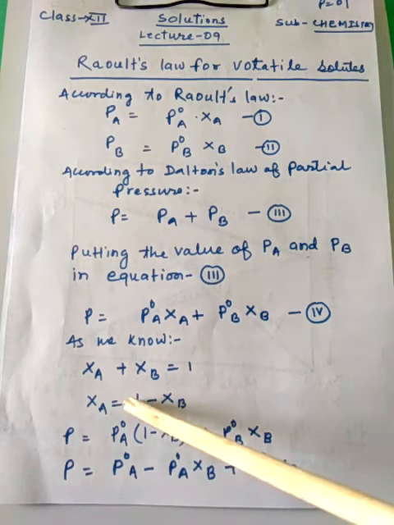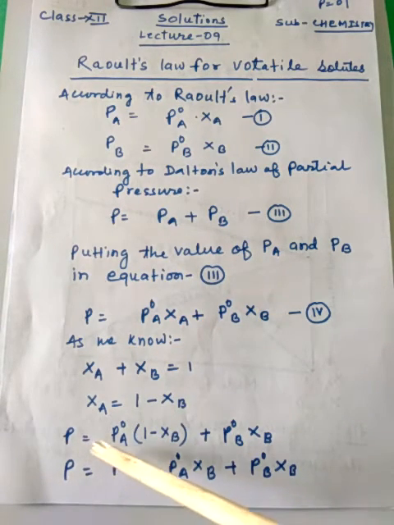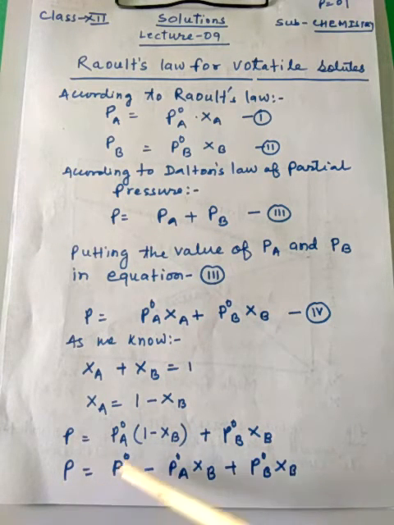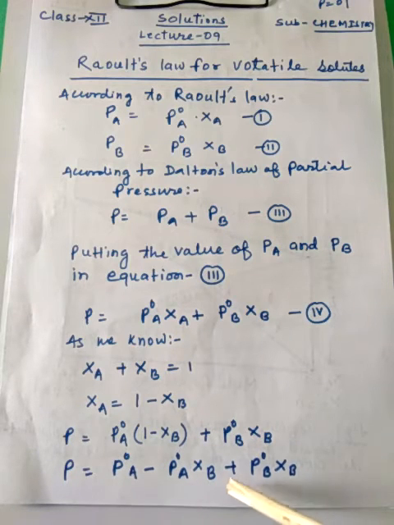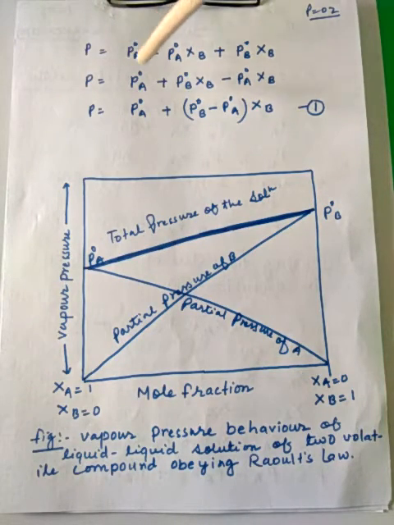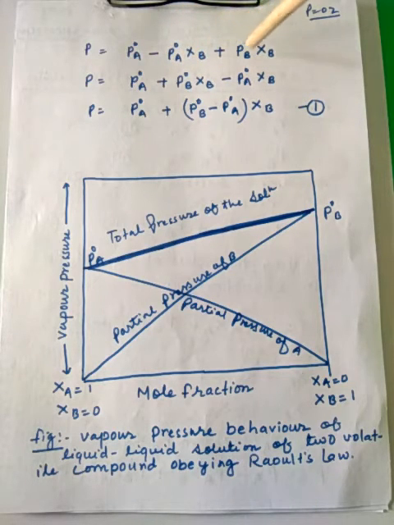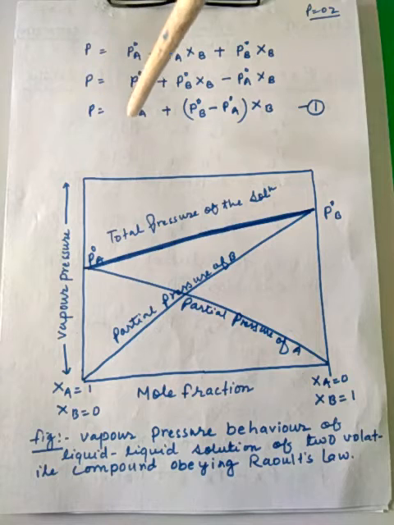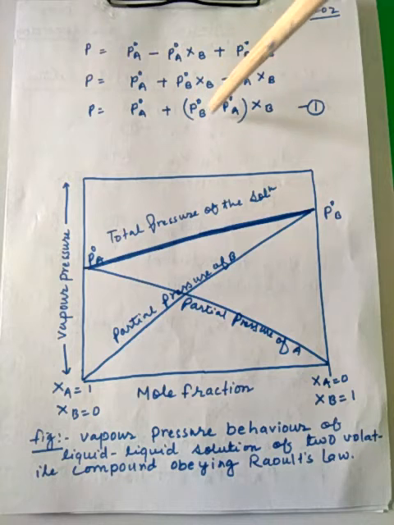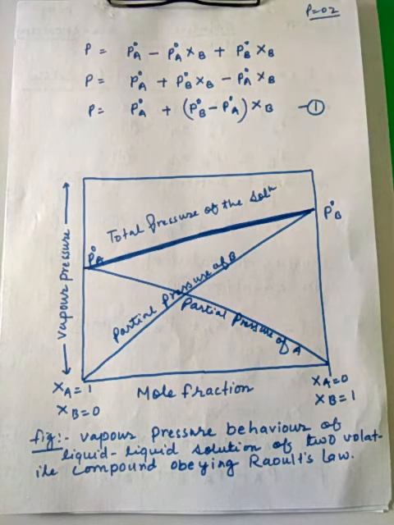Now putting the value of XA in equation 4, we get P equals P naught A into (1 minus XB) plus P naught B into XB. So P equals P naught A minus P naught A into XB plus P naught B into XB. We arrange, taking XB common, and now we get the final equation: P equals P naught A plus (P naught B minus P naught A) into XB.